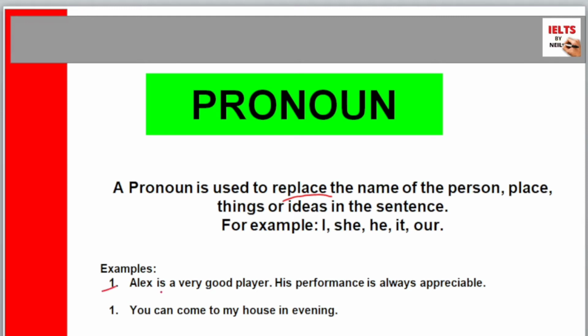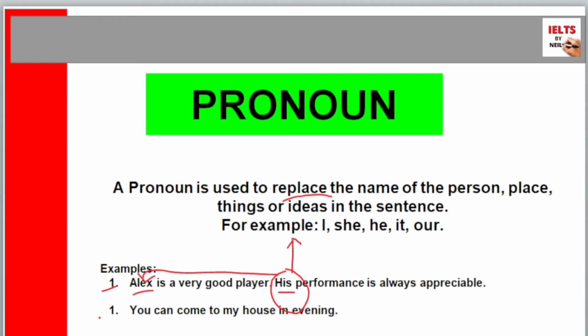Example number 1 is Alex is a very good player, full stop. His performance is always appreciable, full stop. So in this one, Alex is a noun, a very good player, it's a noun again. So in his performance, his is related to Alex, or his replaces the word Alex here. So his is used for Alex. So his is a pronoun in this sentence because his is replacing Alex.